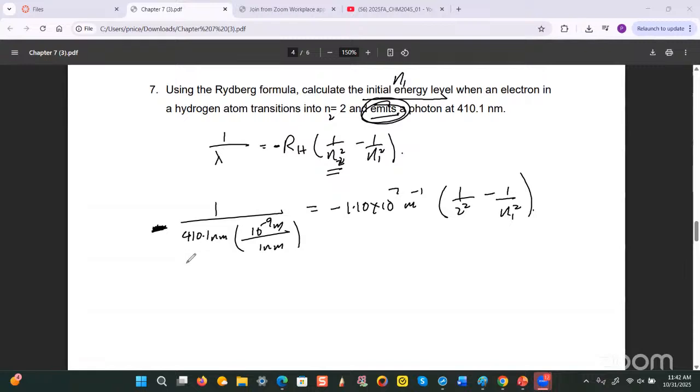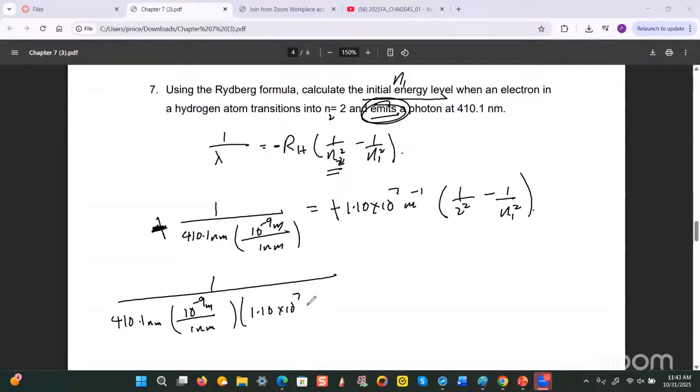So now we have to just do some algebra. How are we going to deal with this? I would divide both sides by 1.10 times 10 to the 7 meters to the minus 1. So when I do that, I'm going to end up, well, firstly, these signs will cancel out each other. Then I'm going to do 1 over 410.1 nanometers converted to meters, 10 to the minus 9 meters over 1 nanometer. And then I'm going to multiply by 1.10 times 10 to the 7 meters to the minus 1. And that would be equal to 1 over 2 squared minus 1 over N1 squared.